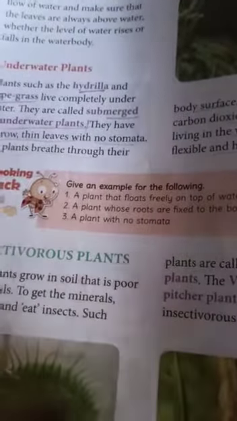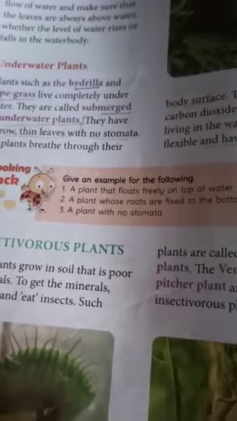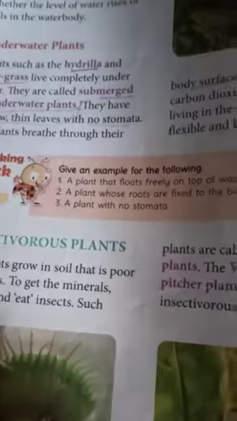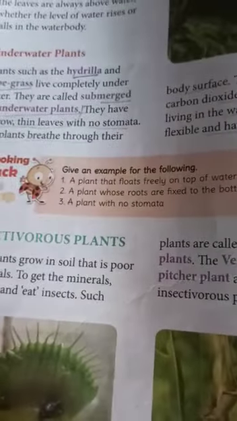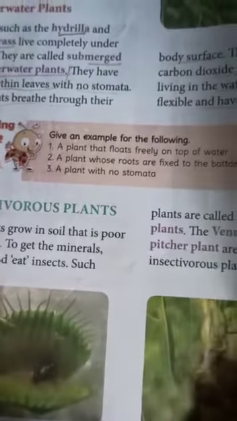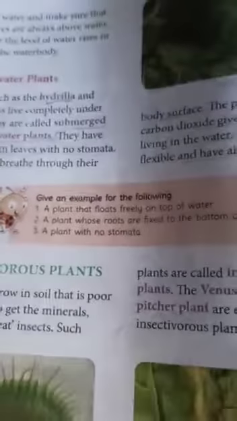Okay, then we have underwater plants. What are underwater plants? Plants like hydrilla and tape grass, which are completely underwater. They are also called submerged plants. They have narrow, thin leaves with no stomata. The plants absorb the carbon dioxide given out by the animals living in the water. The stems are also very flexible and have air spaces, and the plants breathe through their body surface. So they are called underwater plants, for example, hydrilla.